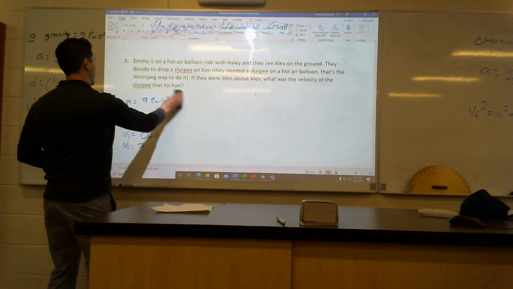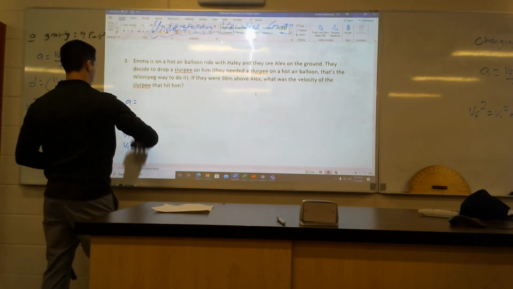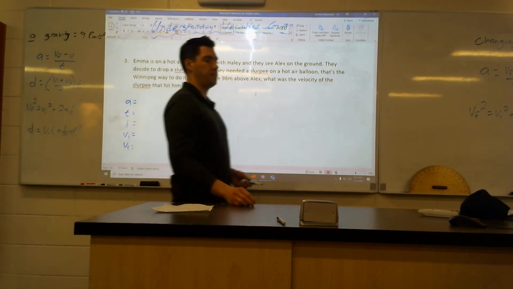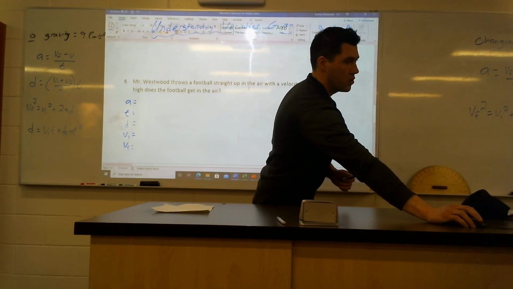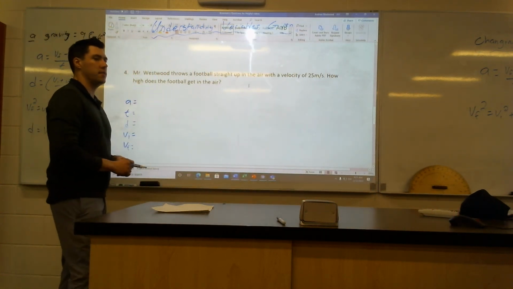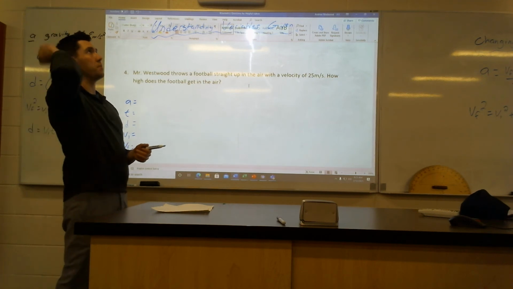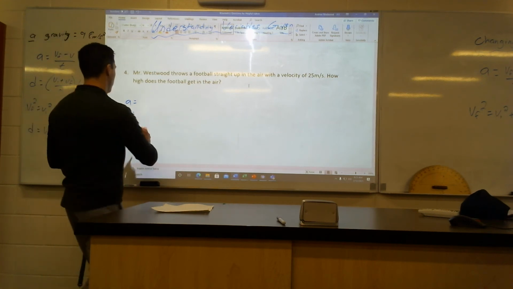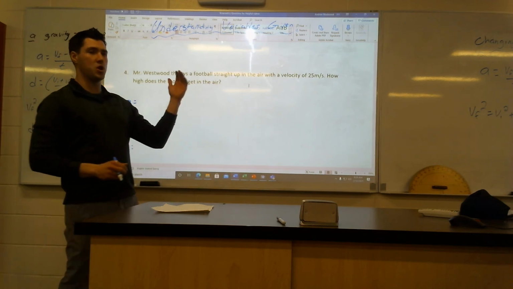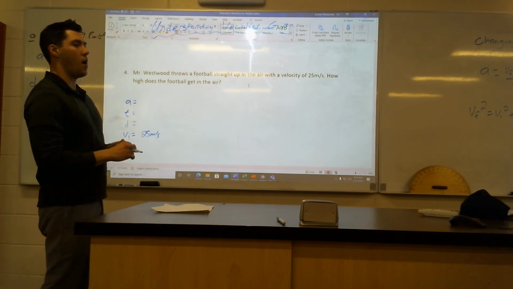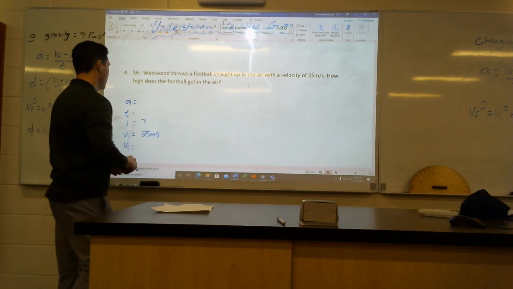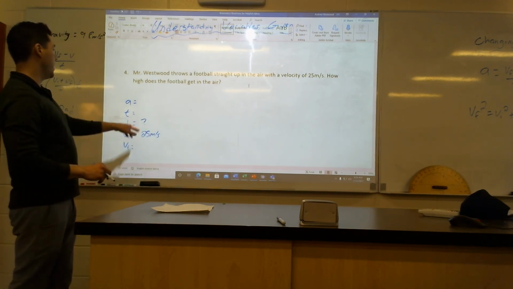All right, last question. Let's look at the last question. Question 4. Mr. Westwood throws a football straight up in the air with a velocity of 25 meters. So again, this is me throwing it up in the air. I have a velocity initial of 25 meters per second. This is kind of similar to the last one, question 2. But this one just says, how high does the football actually get in the air? So this one says, where's my distance? Okay, so I need that one.